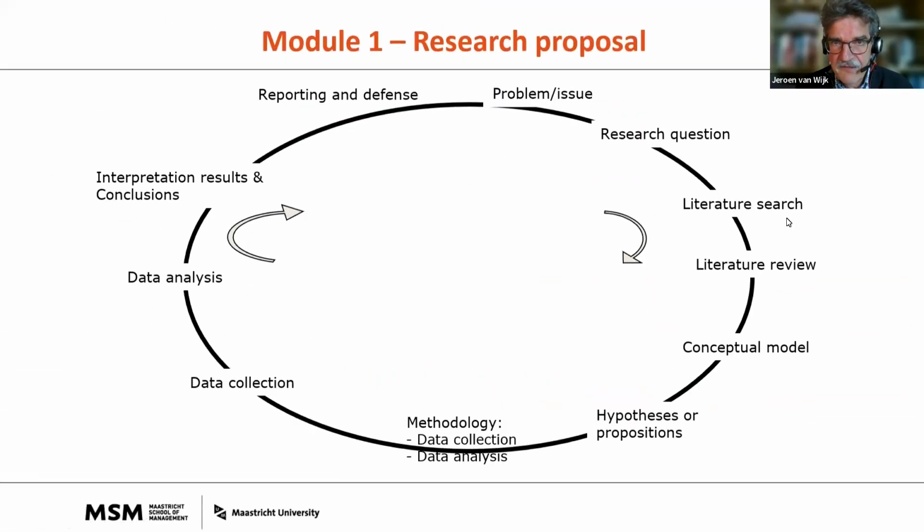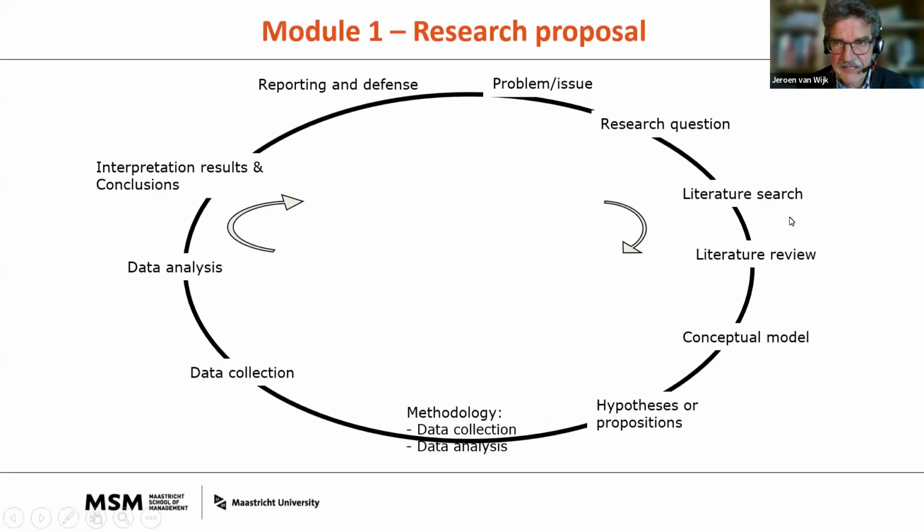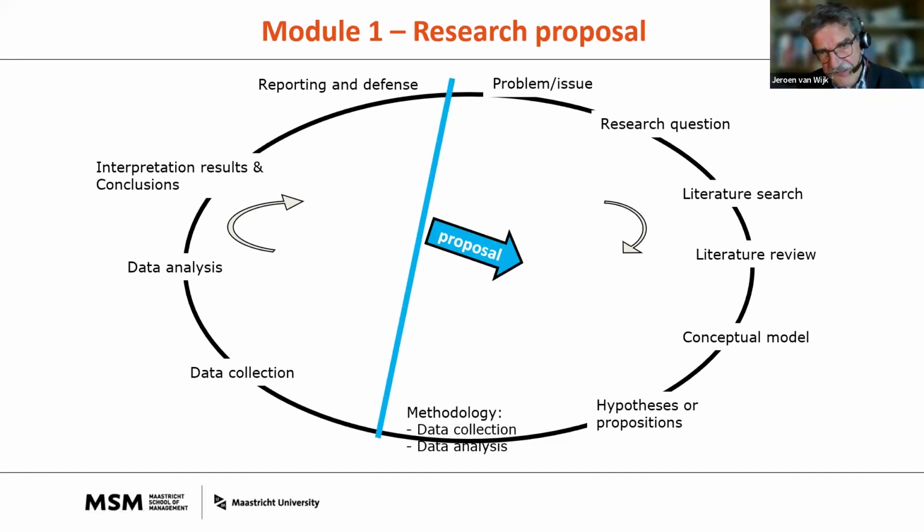Now, let me start here with Module 1. I explained that a little bit, and Module 1 is about the research proposal in general. What you see here is what we call the research cycle, and the proposal part is the right part of that cycle. So in Module 1, we start with the problem or an issue. You always have to have a problem or an issue before you do a research.